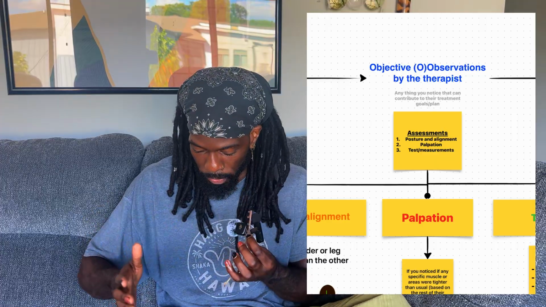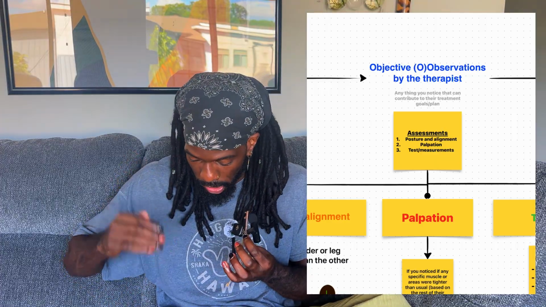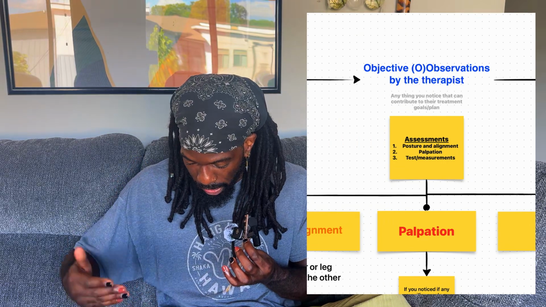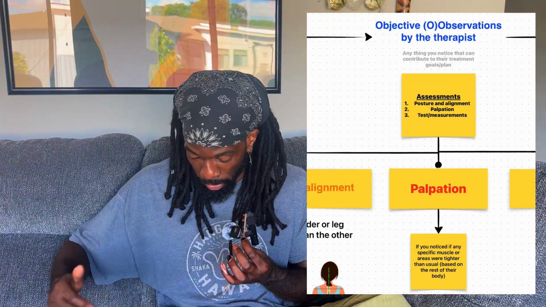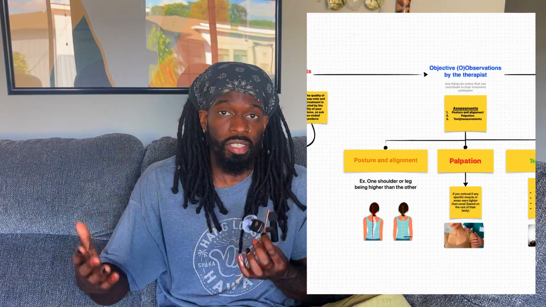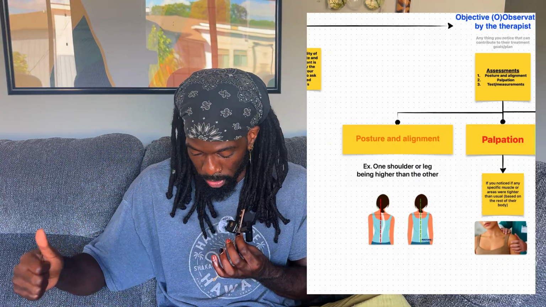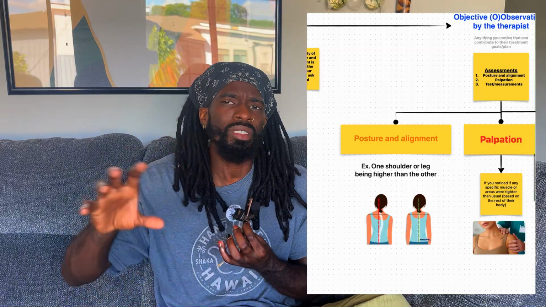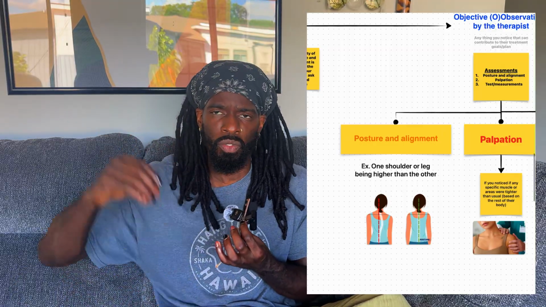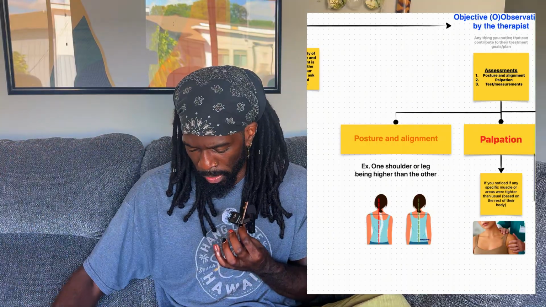Assessments, objective, that could be confusing, but the objective is pretty much anything that you notice that can contribute to their treatment goal or plan, okay? So it's your assessments. Let's break down your assessments. It's not limited to these, but these are just some general ones I like to use. Your postural and alignment assessments: even their gait, their smiles, little stuff that you feel will be beneficial towards their goals in a therapeutic setting.